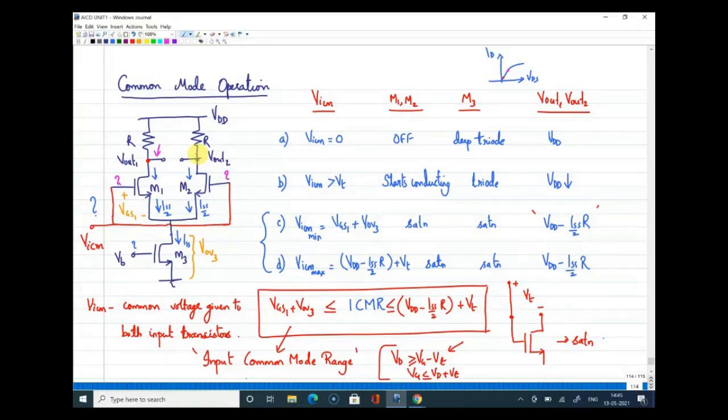When you provide equal signals to both the gates, the circuit will produce equal outputs at both the sides. And when you measure the voltage differentially, those signals get cancelled out. So that is the beauty of the circuit. That is how we say that the circuit is immune to noise.